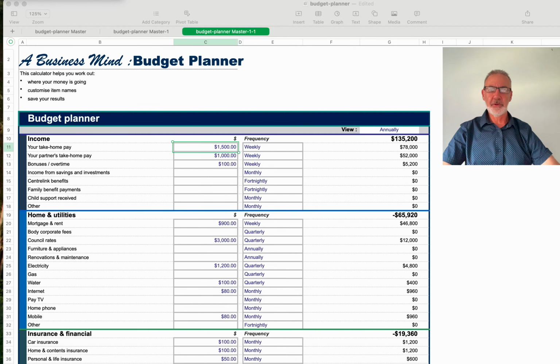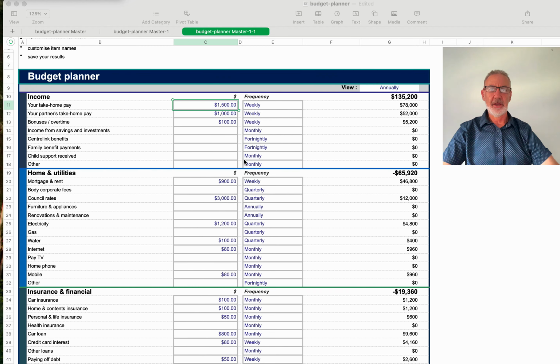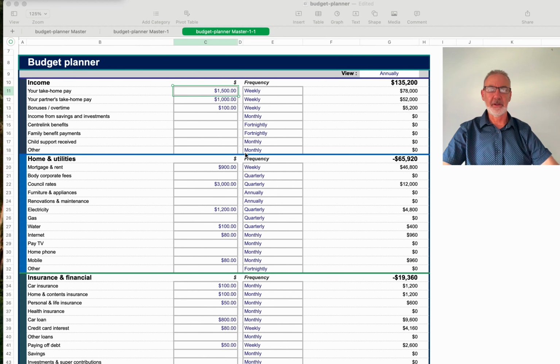Today I'm going to share with you a budget planner. This is for your personal household and the importance of having one. If we look at the top here, you'll find the income. This is things like your take-home pay, your wages after tax. That's your take-home pay, what goes into your bank account.